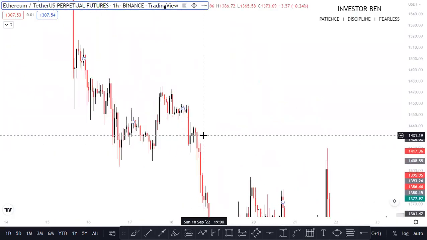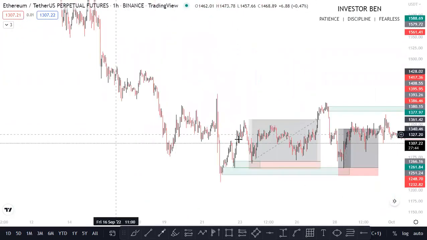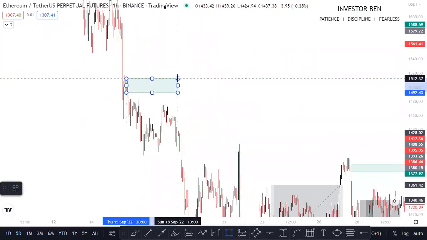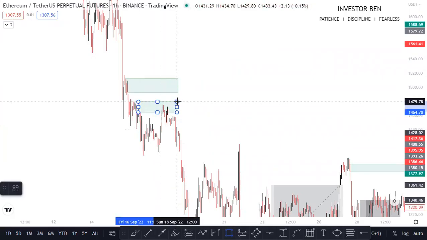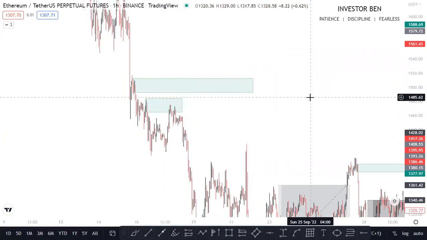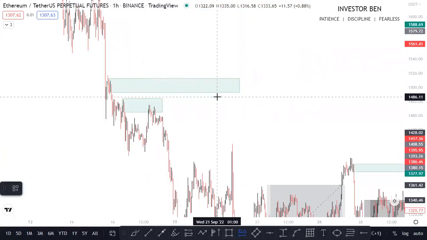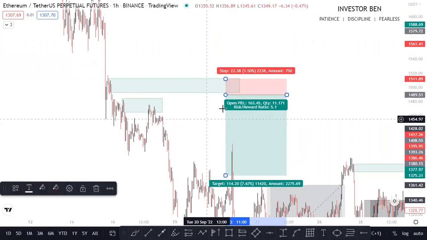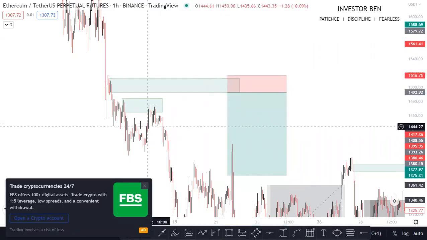Now looking at this structure here, I don't know if I should just zoom out for you guys. Looking at this structure here, we have another block forming here, right? Another other block at this point. This other block hasn't been mitigated now. That brings me to explaining mitigated and unmitigated other blocks. This other block at this point hasn't been mitigated. It hasn't been tapped on, right? Price hasn't tapped on this other block. And this one also, it has been mitigated. This other block at this point, it has been mitigated. This one here.